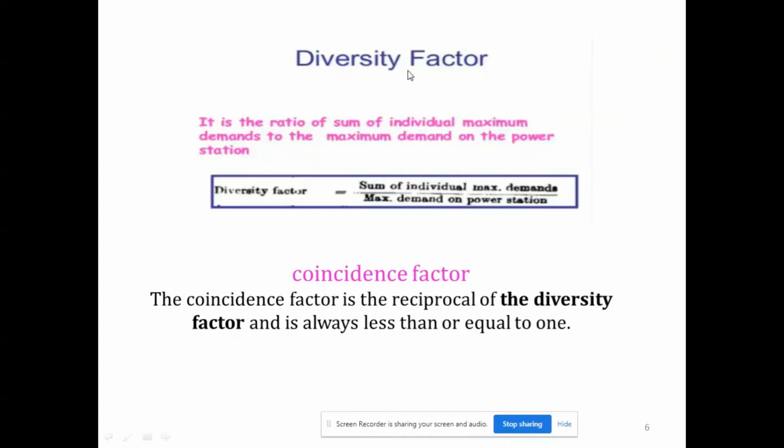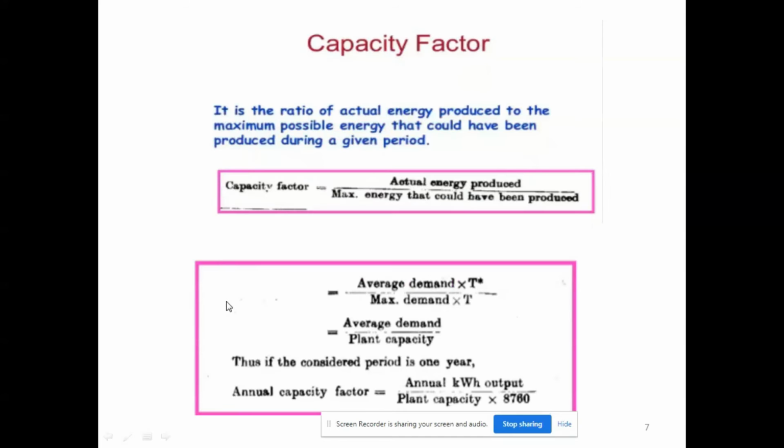Next definition is diversity factor. It is the ratio of the sum of individual maximum demands to the maximum demand on the power station. The other definition is coincidence factor. It is just the reciprocal of diversity factor. It is equal to maximum demand on the power station divided by the sum of individual maximum demands.